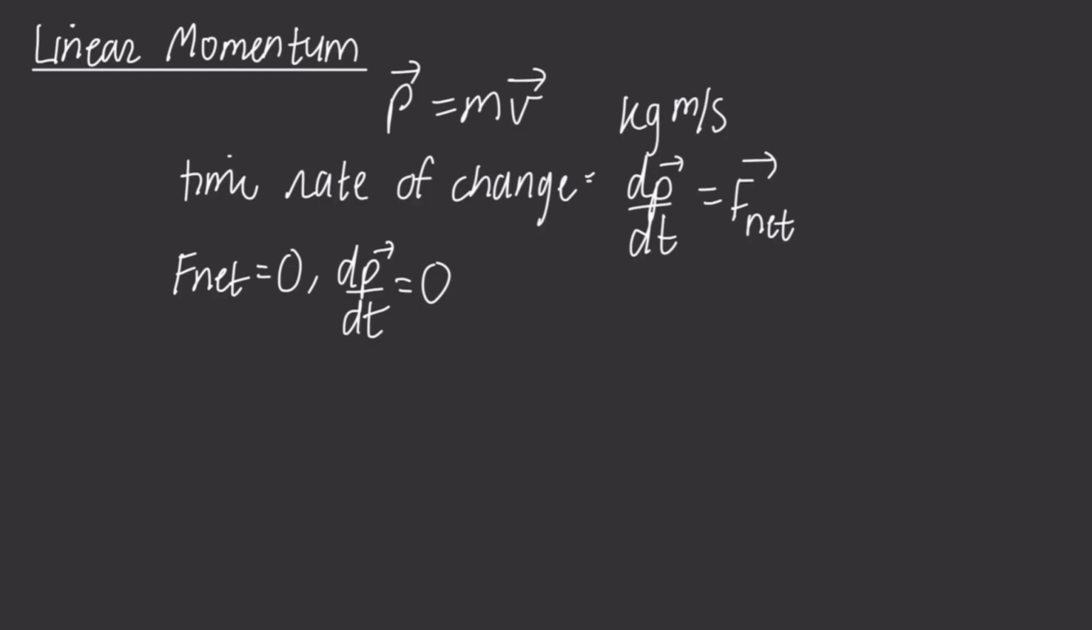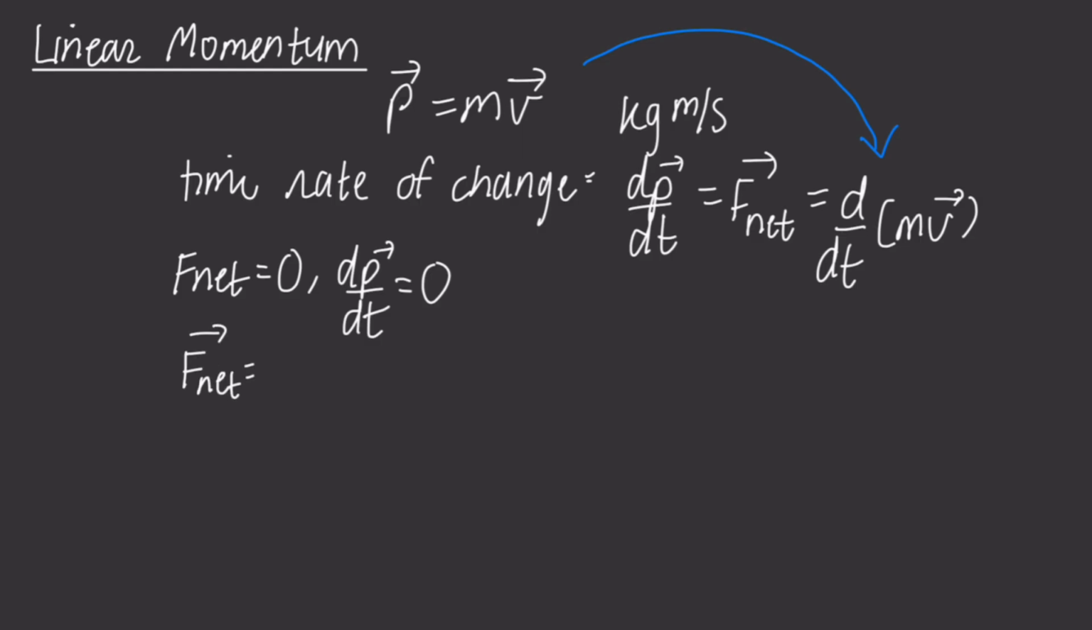And if we manipulate the equation, we get dp over dt equals F net, which equals d over dt times mv, right? Because we bring in this equation, that's how we get that equation. So let's move to the bottom because we need more space. So we get F net equals d over dt times mv.